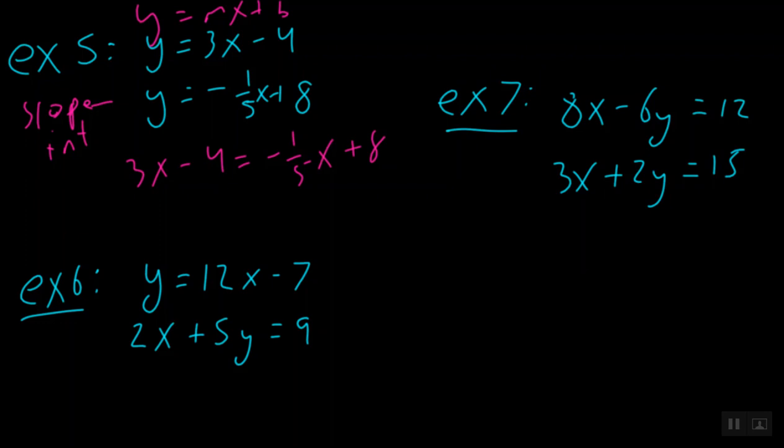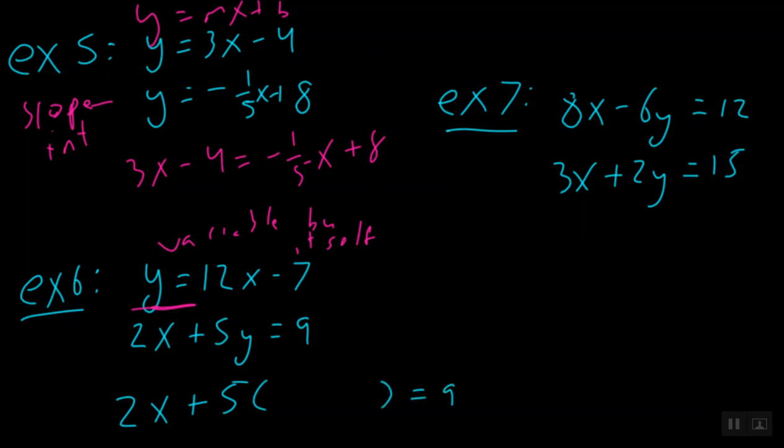Okay, let's talk about example 2. Alright, let's see, I see that 1 has a variable by itself. So you know what? We're just going to take this initial equation, 2x plus 5y equals 9, and we're just going to say, let's plug in what y is, and we see that y is 12x minus 7. Okay, and by the way, that was the method called substitution.